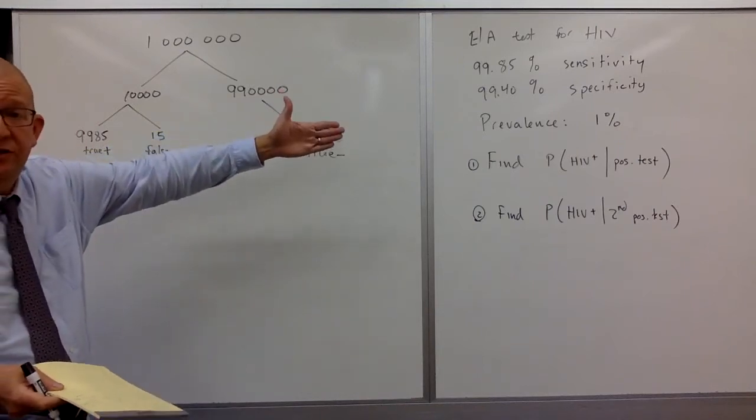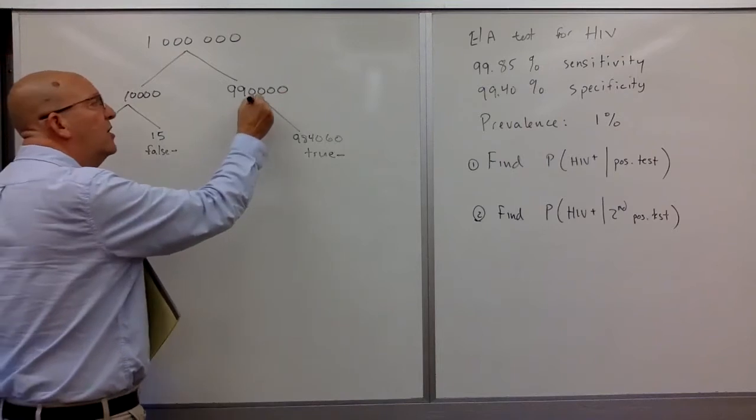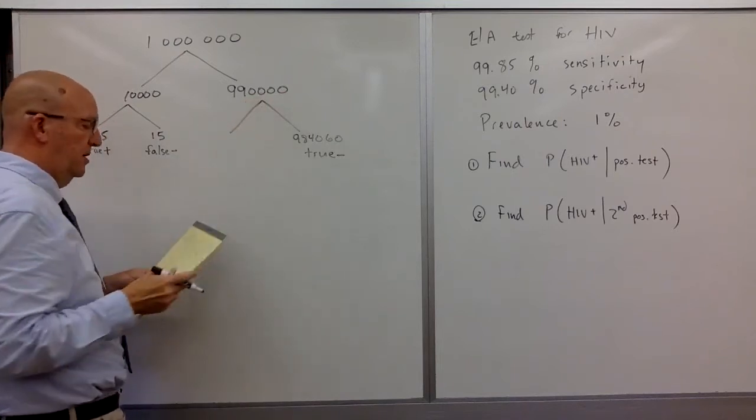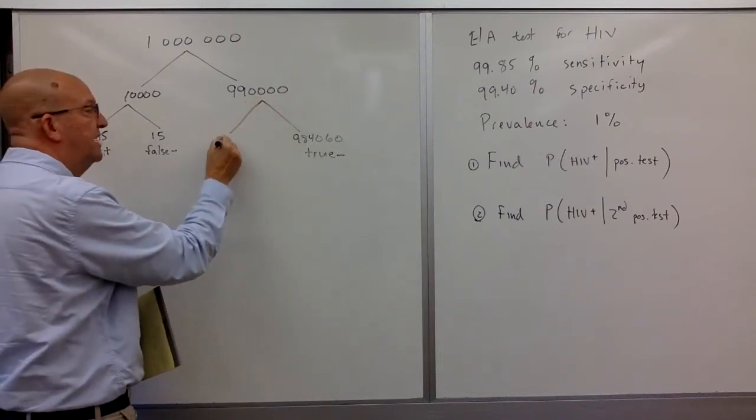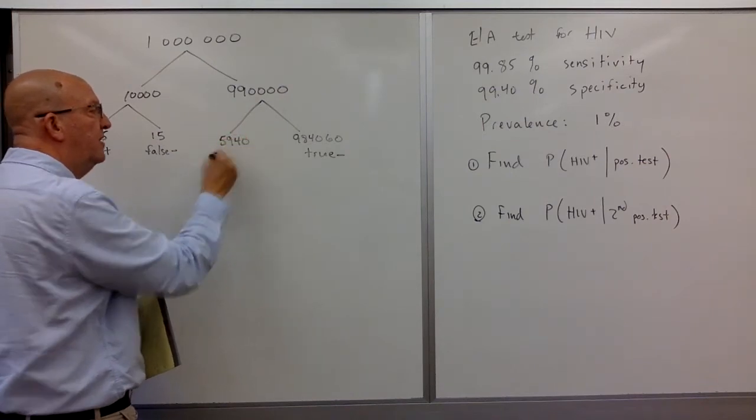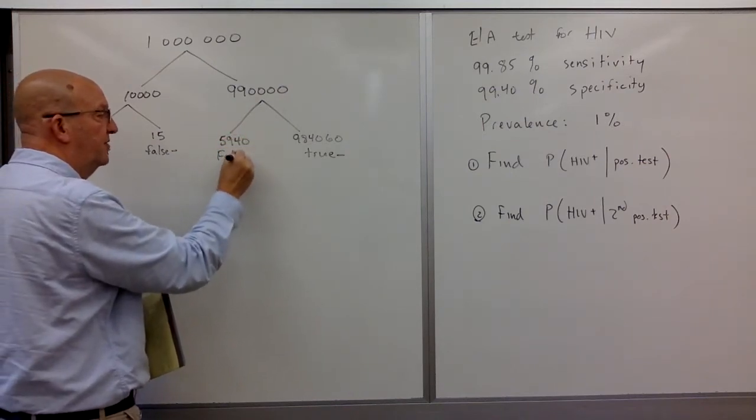Now, but 0.6% or 0.006 are going to test positive. Okay, this number here is 5,940. These are what are called your false positives.